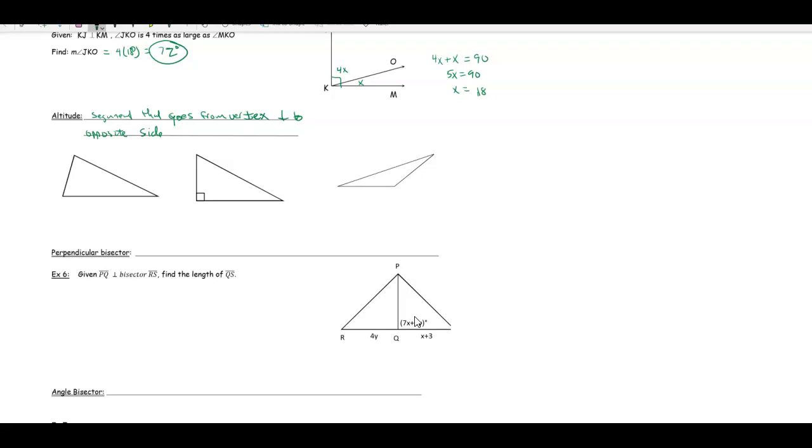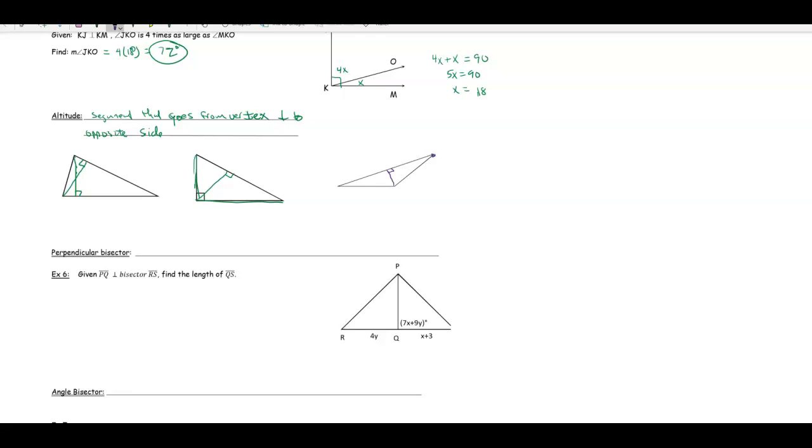And these altitudes could be inside or outside. For instance, if I drop this altitude down from that vertex perpendicular to the opposite side. Now this one, I can draw another one here, but then I could draw another one here. In a right triangle, each leg represents an altitude, right? But if I draw an altitude to the hypotenuse, I would get that right angle there.